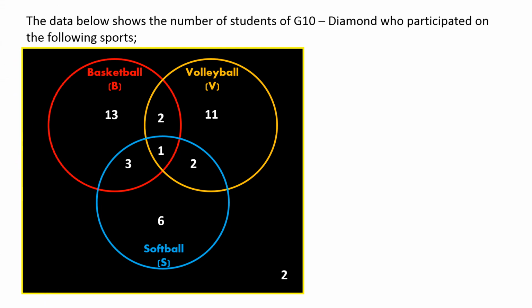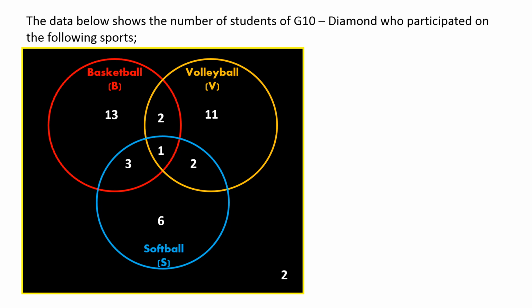First, let us deal with probability wherein the data are represented through a Venn diagram. The data below shows the number of students of Great and Diamond who participated in the following sports: basketball, volleyball, and softball. Whenever we are dealing with probability, we must be aware of the universal set, or the total number of the sample space that is present.